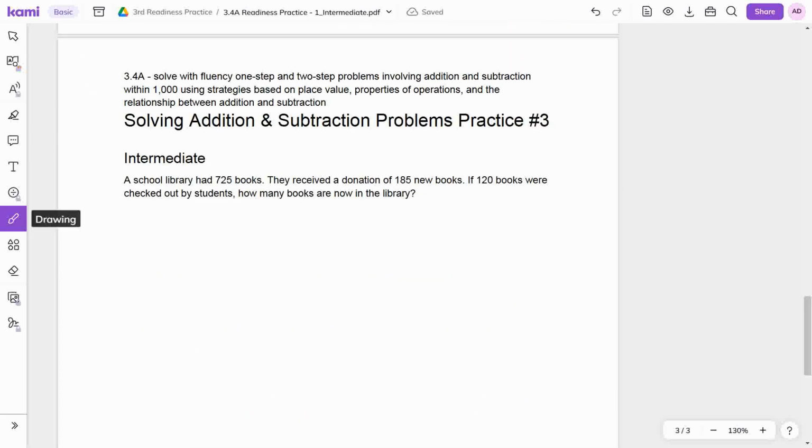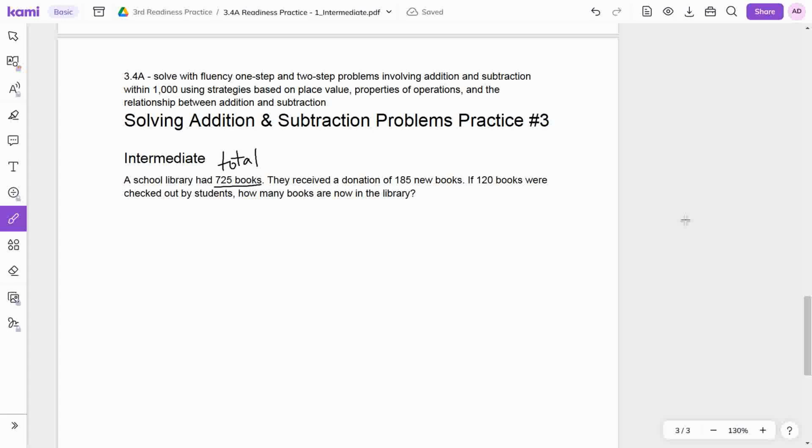Our third problem is looking at a school library. So they had 725 books. So hopefully we see that immediately is our total. They received a donation of 185 books. If 120 books were checked out, how many books were now in the library?